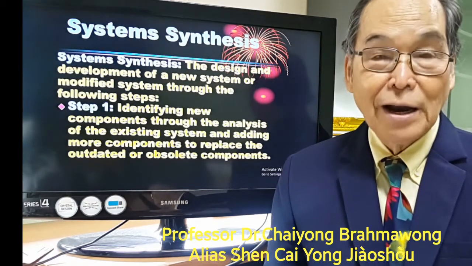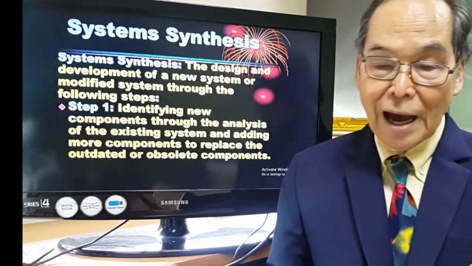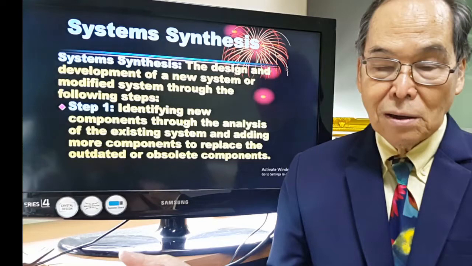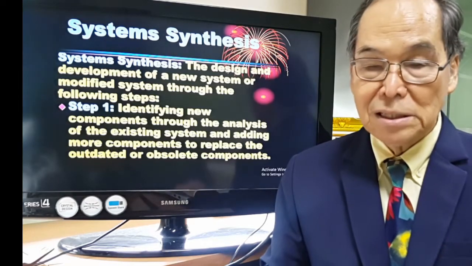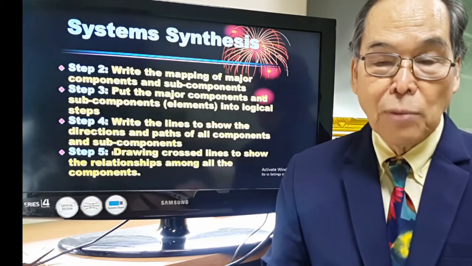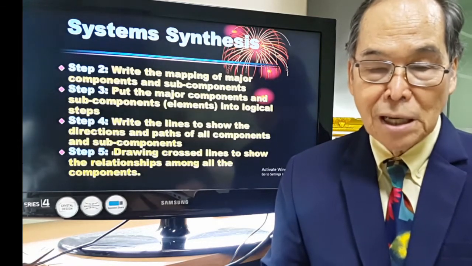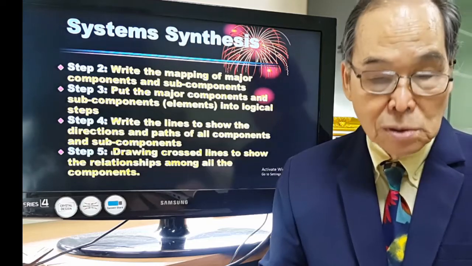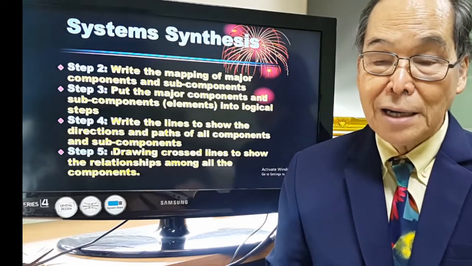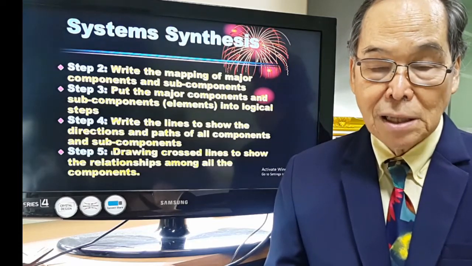Step 1, identifying new components through the analysis of the existing system and adding more components to replace the outdated or obsolete components. Step number 2, write the mapping of major components and subcomponents. Step number 3, put the major components and subcomponents or elements into logical orders, logical steps. Step number 4, write the lines to show the direction and path of all components and subcomponents.